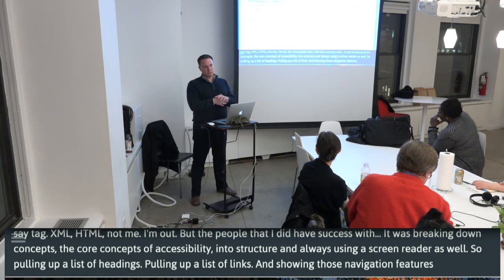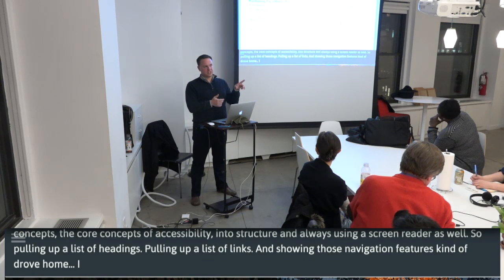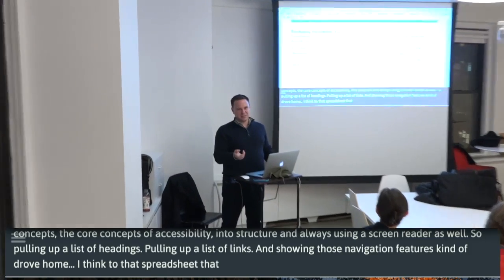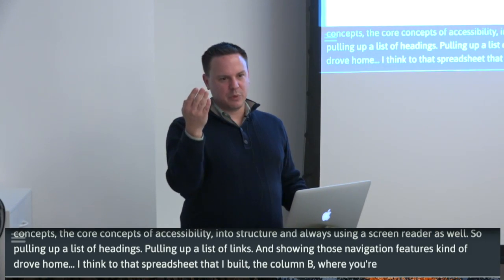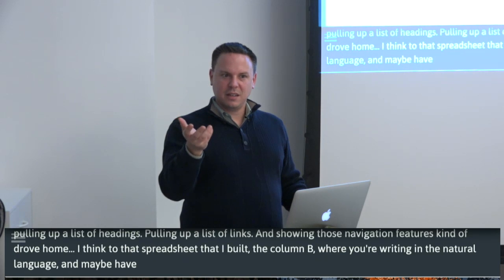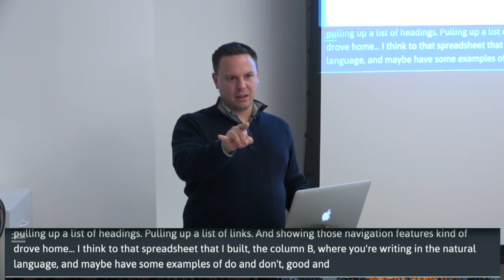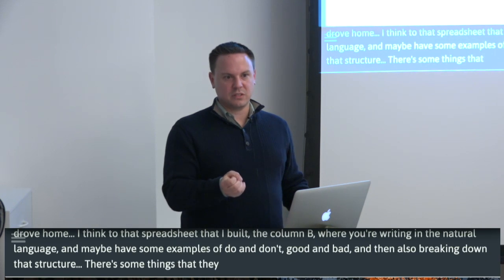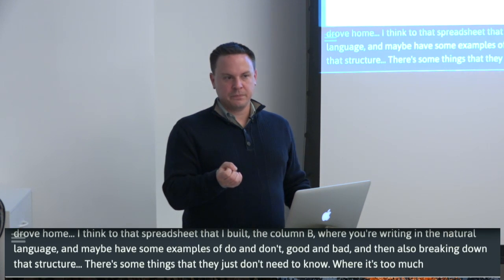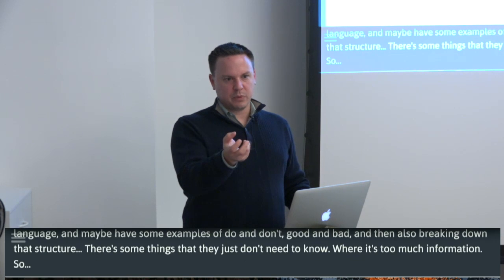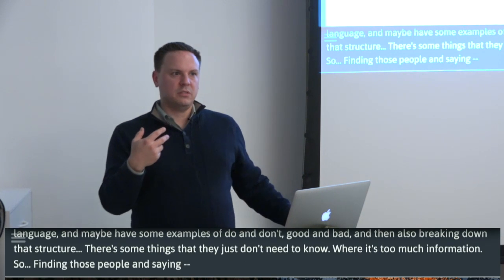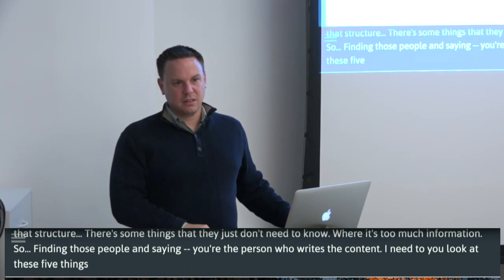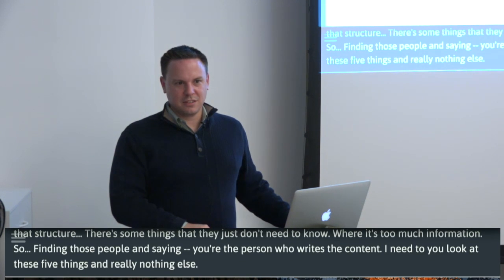But I think too that spreadsheet that I built, the column B, where you're writing in the natural language, and then maybe having some examples of do and don't, good and bad, and then also breaking down that structure. There's some things that they just don't need to know, where it's too much information. So finding those people and saying, you're the person who writes the content. I need you to look at these 5 things and really nothing else. So is that a good answer? Do you have another question too?